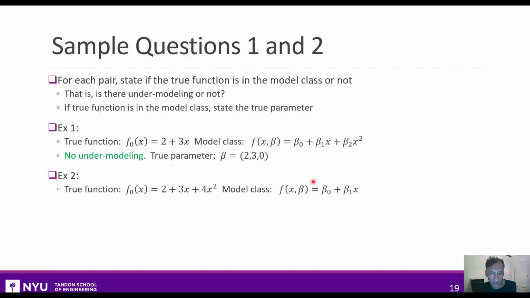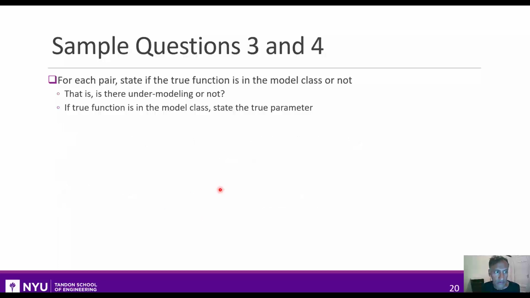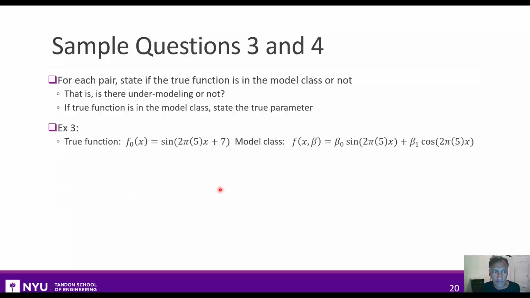Okay, now that you've unpaused your video, I hope that you saw that in this case there is under modeling. Whatever I pick for beta 0 and beta 1, I'm not going to be able to capture that x squared term here. Let's do 2 more examples.